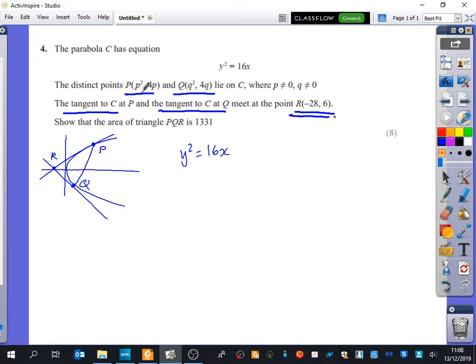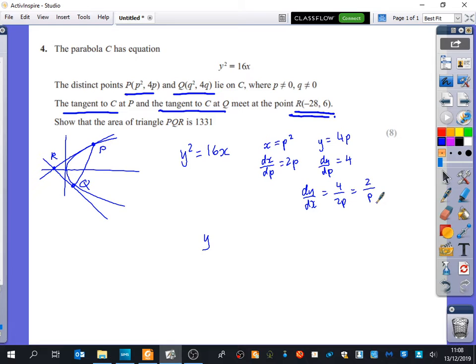So if I just have a look at this one for p, I can see that x is equal to p squared. So dx dp is 2p. If y is equal to 4p, then dy dp is 4. So dy dx is 4 over 2p, which is 2 over p. So the gradient is 2 over p. So you can do implicit as well, and you'll still come up with the same gradient of 2 over p.